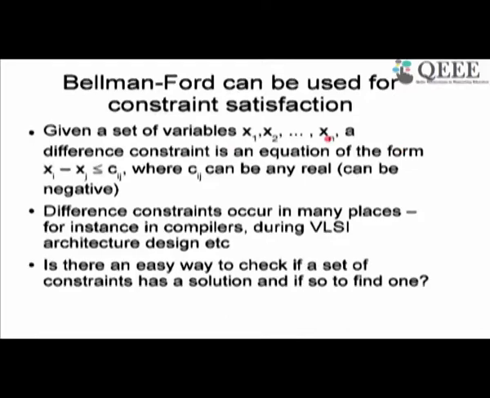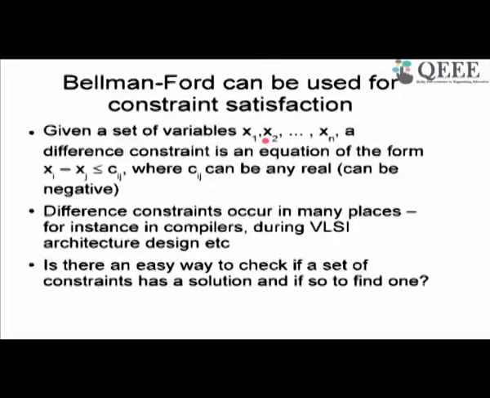You have a set of variables x1 to xn which can mean something. For example, xi could represent the time at which you should execute a specific instruction in a processor, and you are saying that I should execute this instruction only after another instruction. So you will say xi is less than or equal to xj. Xi is the time of executing the ith instruction, xj is the time of executing the jth instruction. It is saying j should be executed after i, so xi less than or equal to xj.